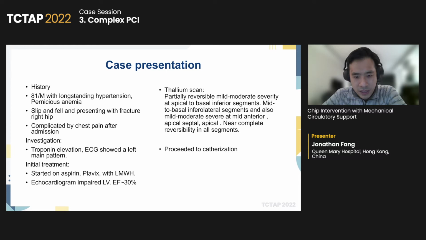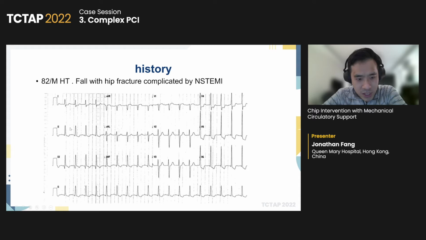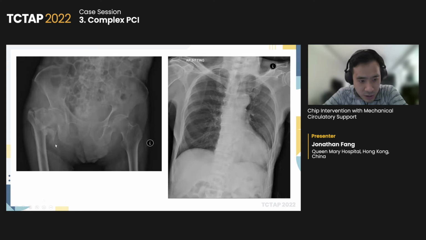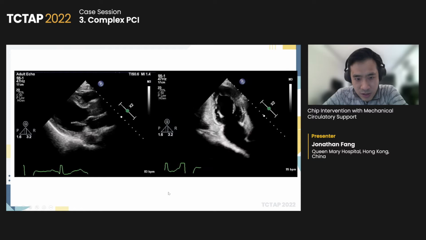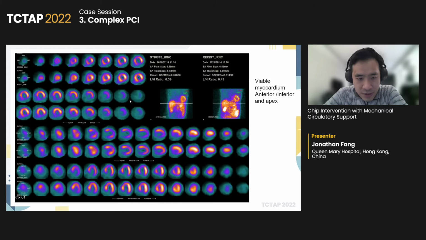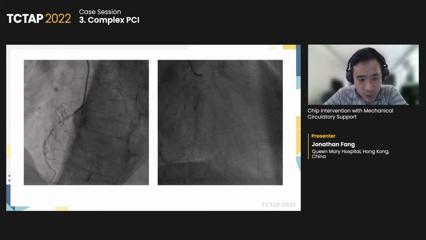This was the ECG showing ST depression and T-wave inversion in the inferior leads as well as the lateral leads V4 to V6. There was also ST elevation in aVR. This shows the displaced hip fracture on chest X-ray, and this was the parasternal long axis view and two-chamber view. It's basically global hypokinesia. The functional study showed multiple territory ischemia, including the apical and inferior segments, but there was viable myocardium in both of these segments and basically all of the segments. We took the patient to the cath lab, and this was the angiogram. RCA CTO, with some bridging collaterals.